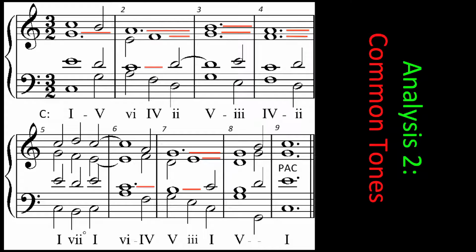Preliminaries. Marked in red are the common tones created by longer note values. They're in bars 1, 2, 3, 4, also in bars 6 and 7. Be sure to play them that way on your piano keyboard.